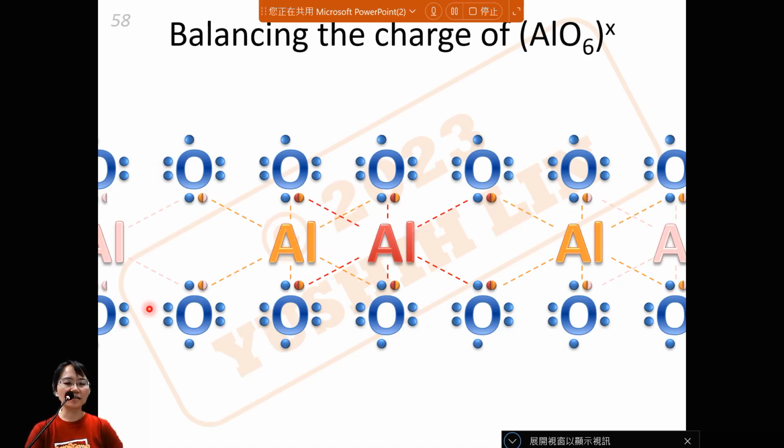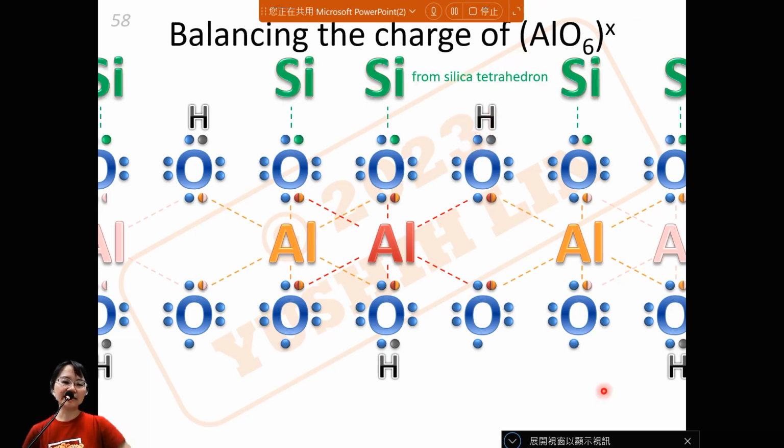However, all the oxygens are not balanced. Each of them has 1 electron missing, right? How to balance? We have several options. The first option is to add hydrogens. The second option is to add silicon. This silicon is from the silica tetrahedron. This oxygen is shaking hands both with aluminum and silicon.